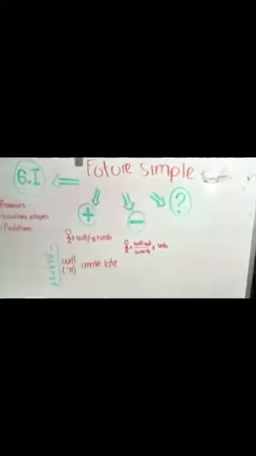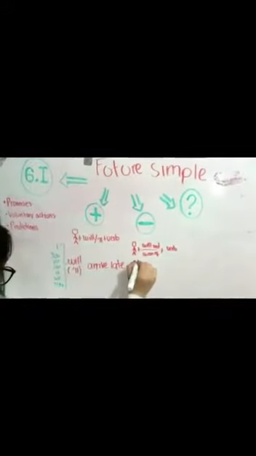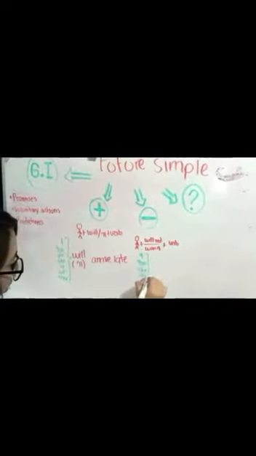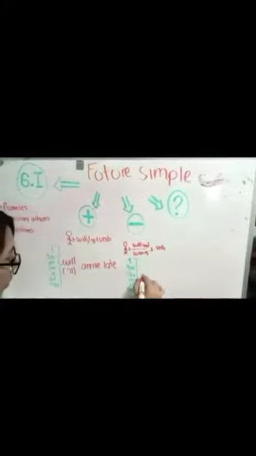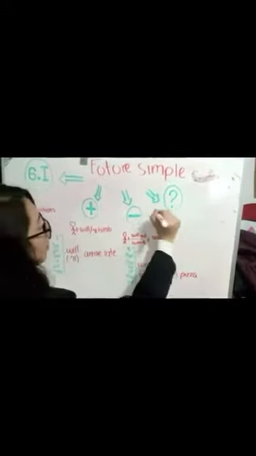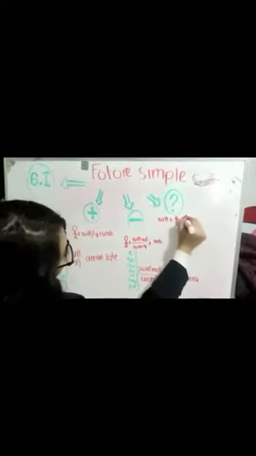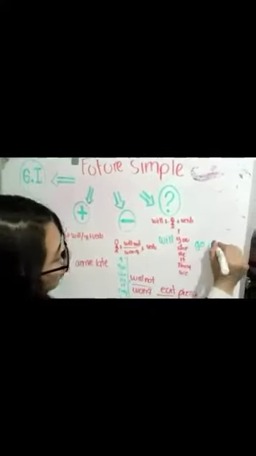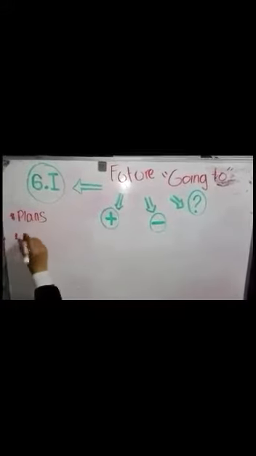For negative form, we use first subject plus will not, that is equal to won't, plus a verb, for example, with I, you, he, she, it, including we and they. We can say won't or will not eat pizza. And finally, for interrogative forms, we use first will, then subject, and at the end verb. For example, will I, you, she, he, it, they, and we go to a party?